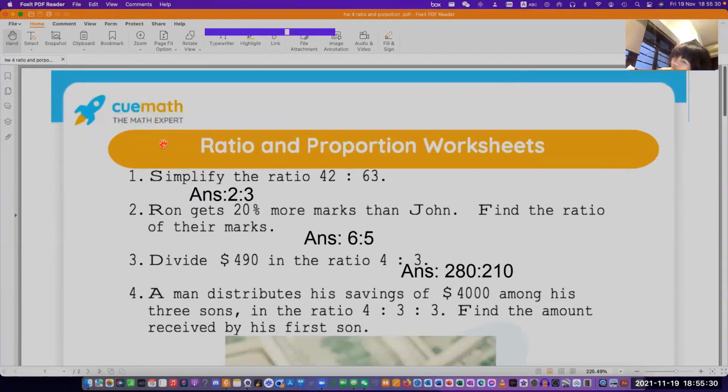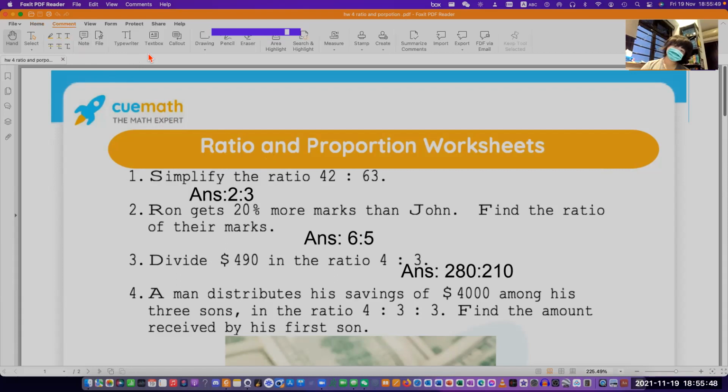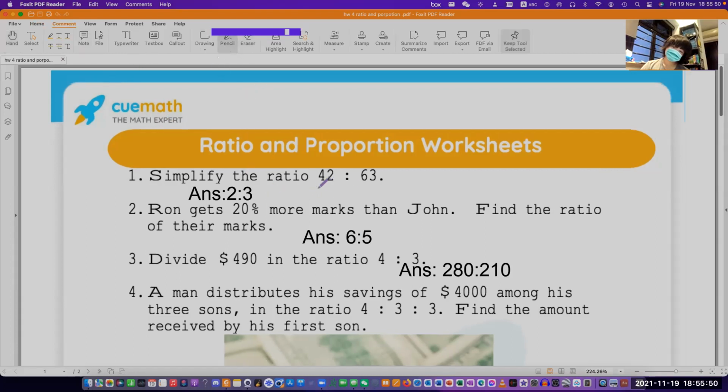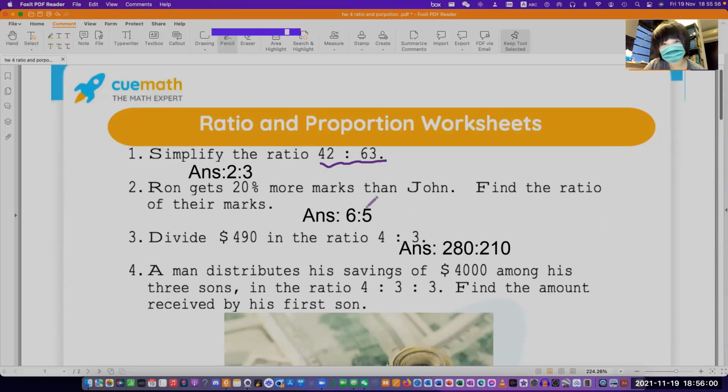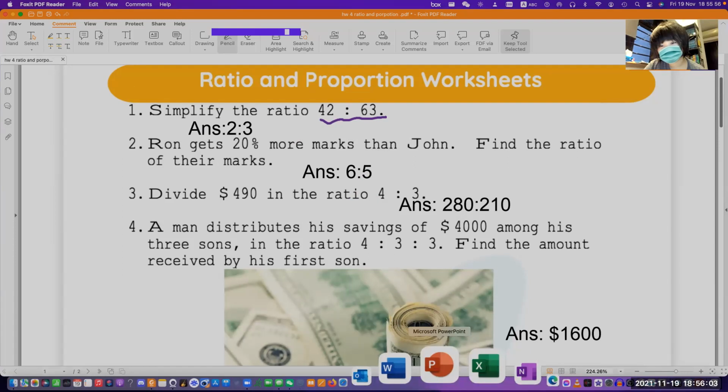Nice. Okay, so over here, ratio and proportion worksheets. I think you already have some understanding of these concepts, ratio and proportion. This one is pretty simple. You are given this ratio, and they ask you to simplify, meaning you have to find the simplest form. Let me just get this to PowerPoint because I have more space over there.